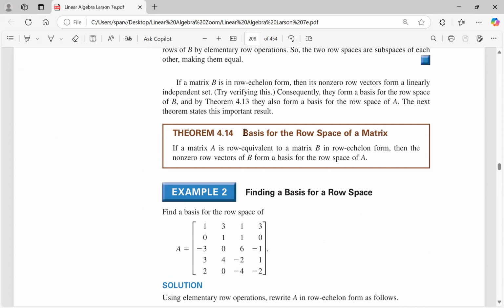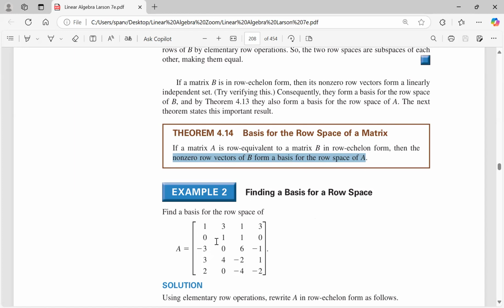Now, let's relate this to basis. The basis for the row space. So let's say we have a matrix A that's row equivalent to matrix B. And remember, matrix B usually is in row echelon form. It could be in reduced row echelon form, by the way, but row echelon is what this theorem requires. It doesn't have to be reduced row echelon. So this matrix B is a row echelon form of matrix A. Then the non-zero row vectors of B form a basis. There you go. So if you need to find a basis for the row space of a matrix, this is how it's done. And you'll see an example that follows.